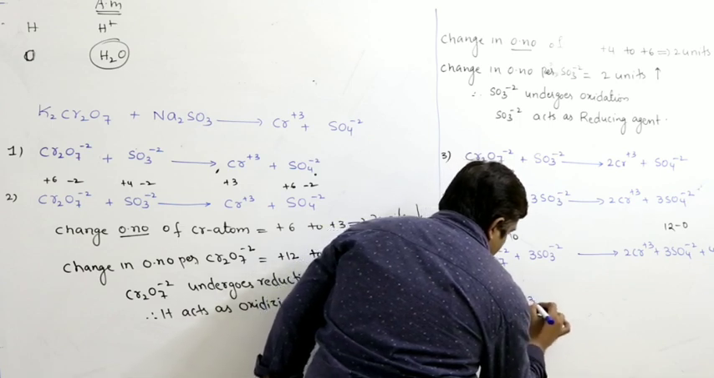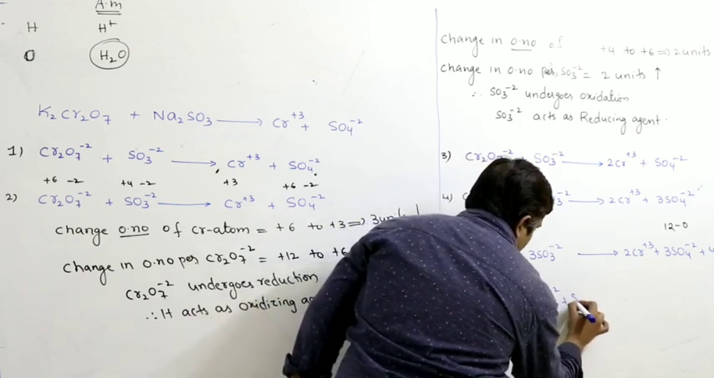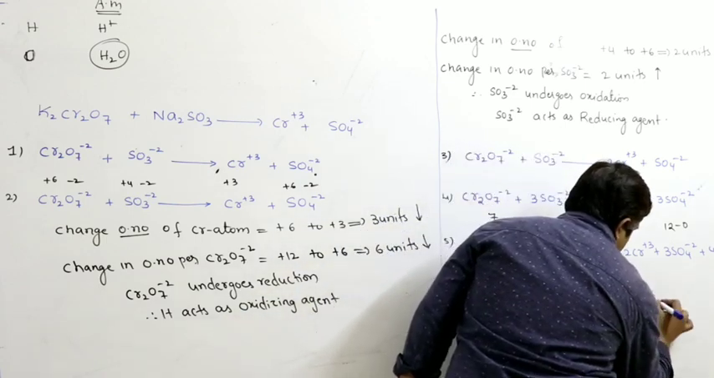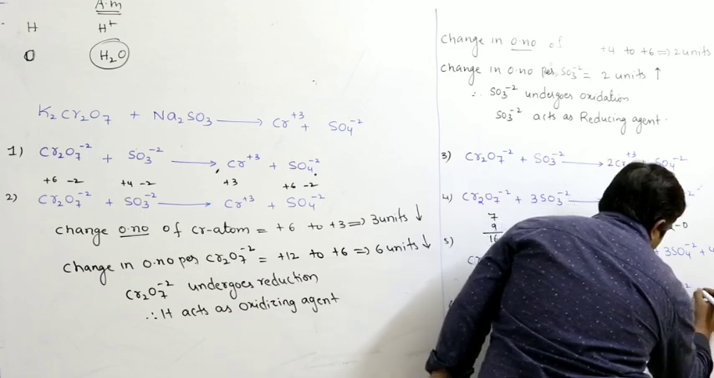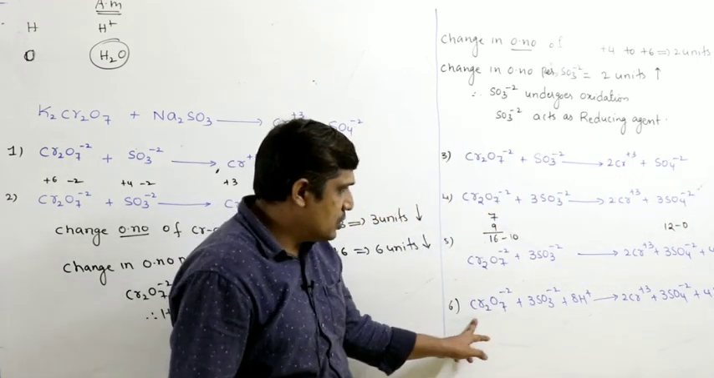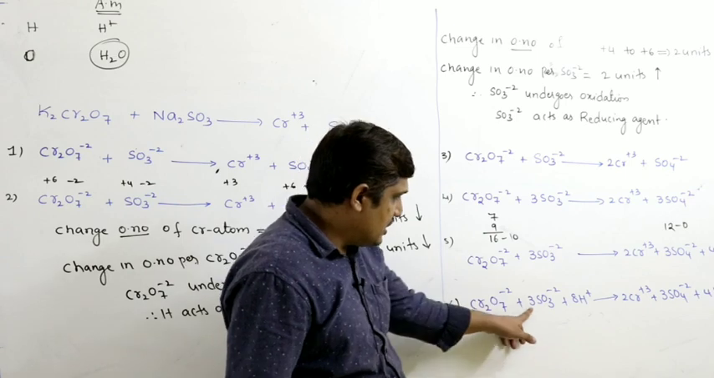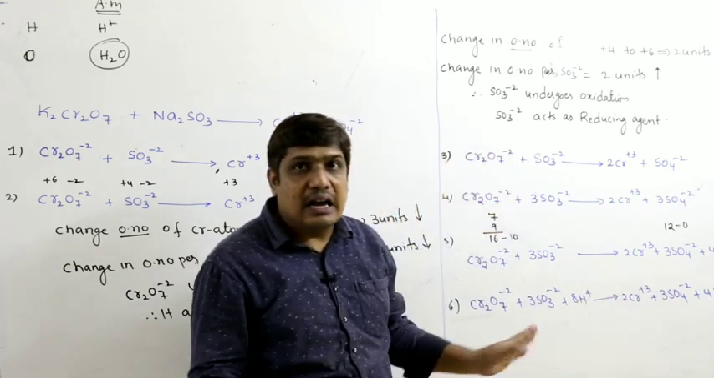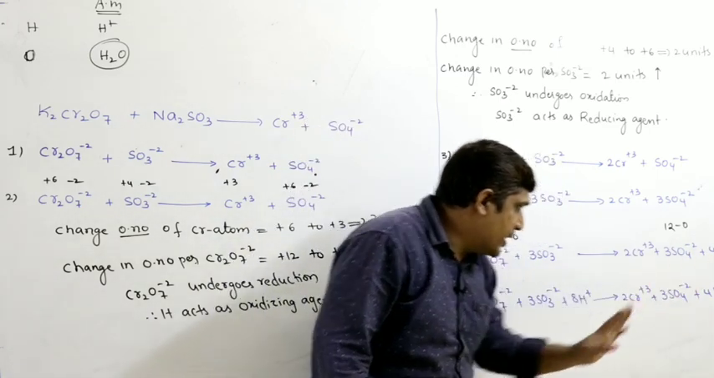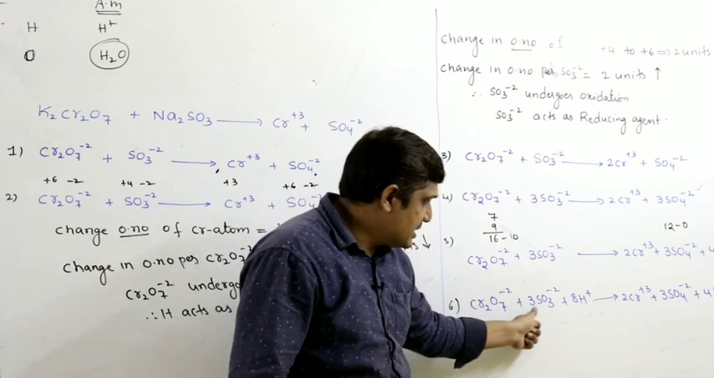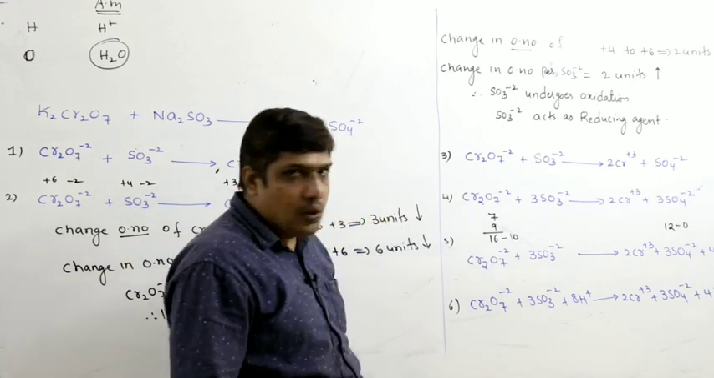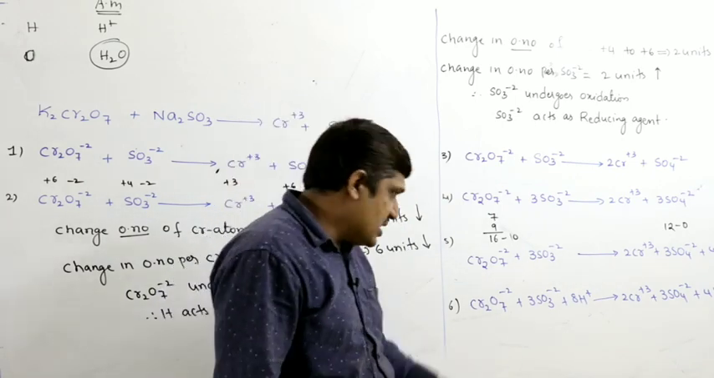Cr2O7 2-, 3SO3 2-, 8H plus gives 2Cr 3+, 3SO4 2-, 4H2O. So 2 chromiums, 3 sulfurs, 3 sulfurs. Do not alter chromium and sulfur again once they are balanced. Next, 8 hydrogens, 4 into 2 is 8 hydrogens, 7 plus 9 is 16 oxygens, 3 into 4 is 12 plus 4 is 16 oxygens. So atoms are balanced, mass is balanced.